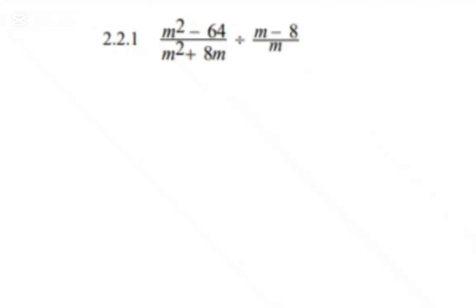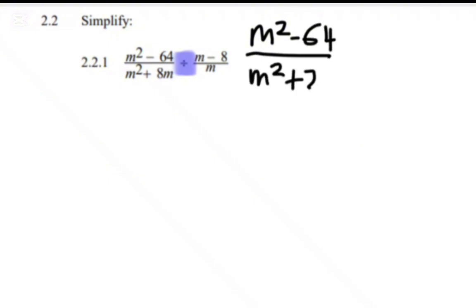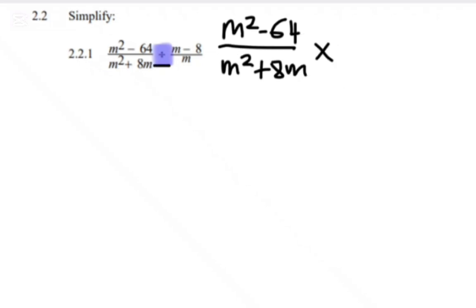So what we need to do here, we need to first change this division into multiplication. So here we're going to have m squared minus 64 divided by m squared plus 8m, and then we're going to put multiplication. When we put multiplication instead of division, it means that we're going to reciprocate. So the m is going to be a numerator, and m minus 8 now is going to be a denominator.